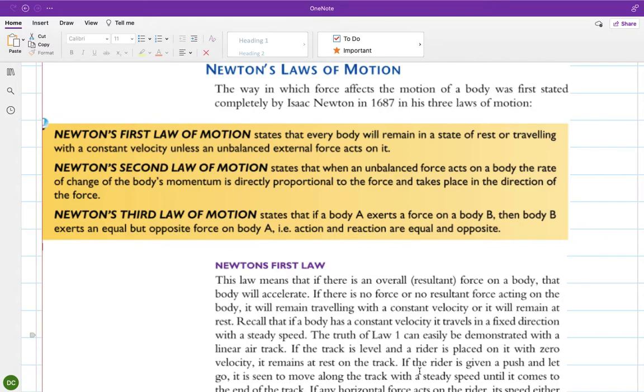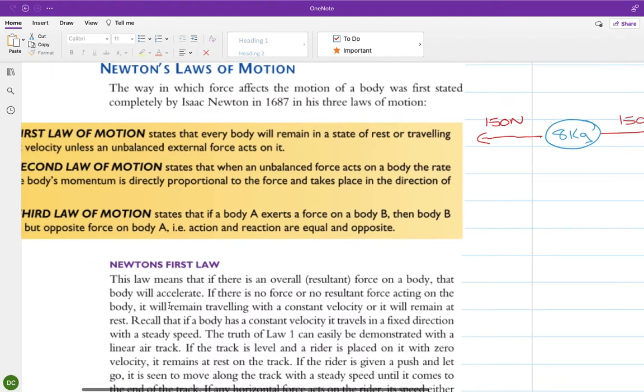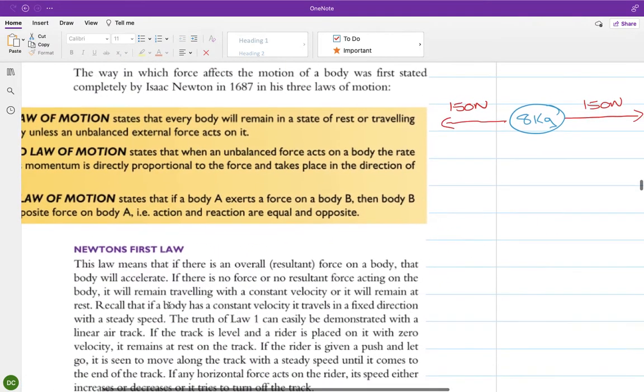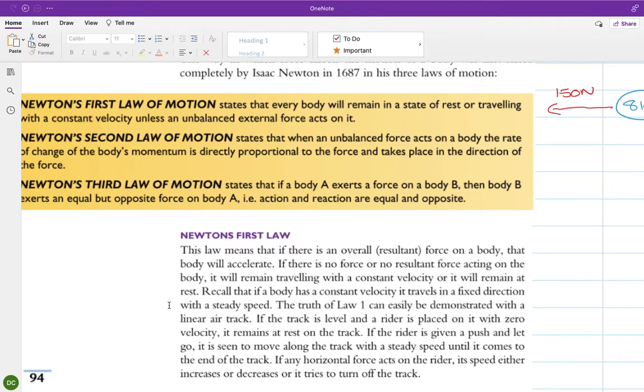So the first law states that every body will remain in a state of rest or travelling with a constant velocity unless an unbalanced force acts on it. That is literally what I discussed earlier. You know the example with the 8 kilogram mass and the 150 newtons on this side and the 150 newtons on this side? That is literally what this is about. Okay, so Newton's first law of motion states that every body will remain in a state of rest or travelling at a constant velocity unless an unbalanced force acts on it.